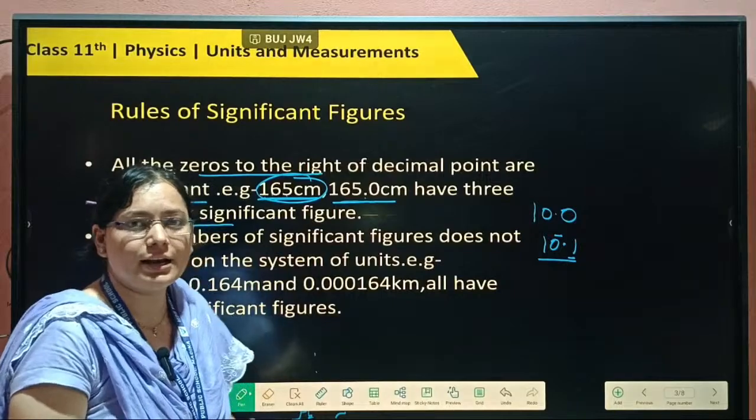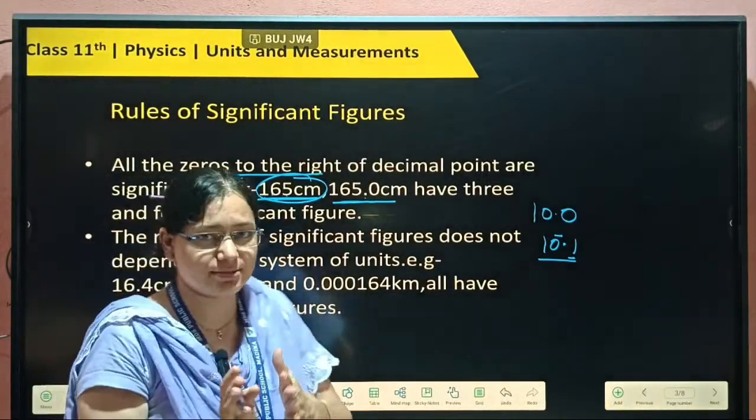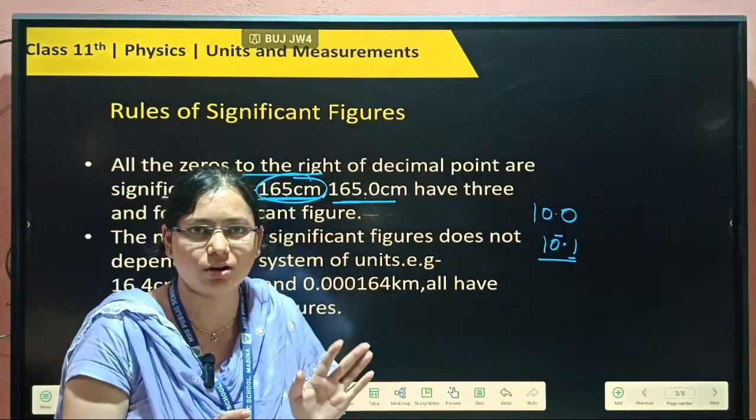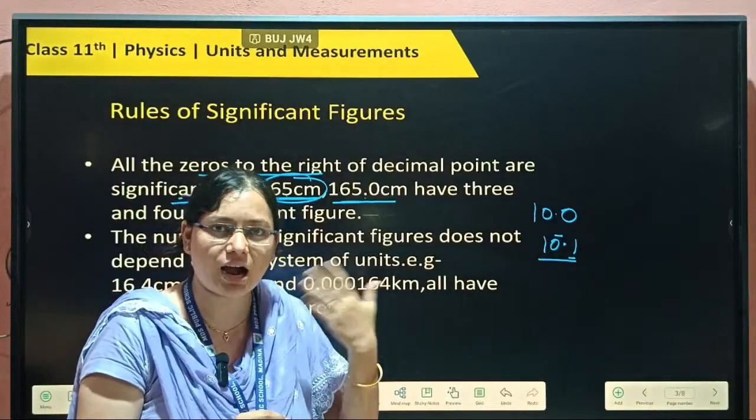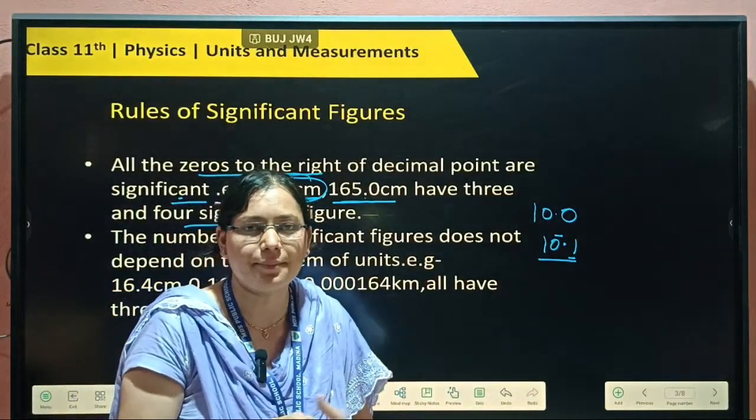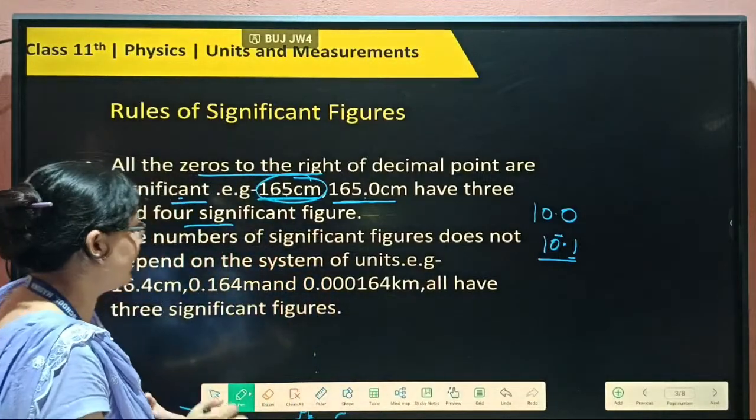Clear to everyone? Before the decimal we are saying that zeros are not counted in our significant figures, but on the right side of the number after the decimal, we include them in our significant figures.